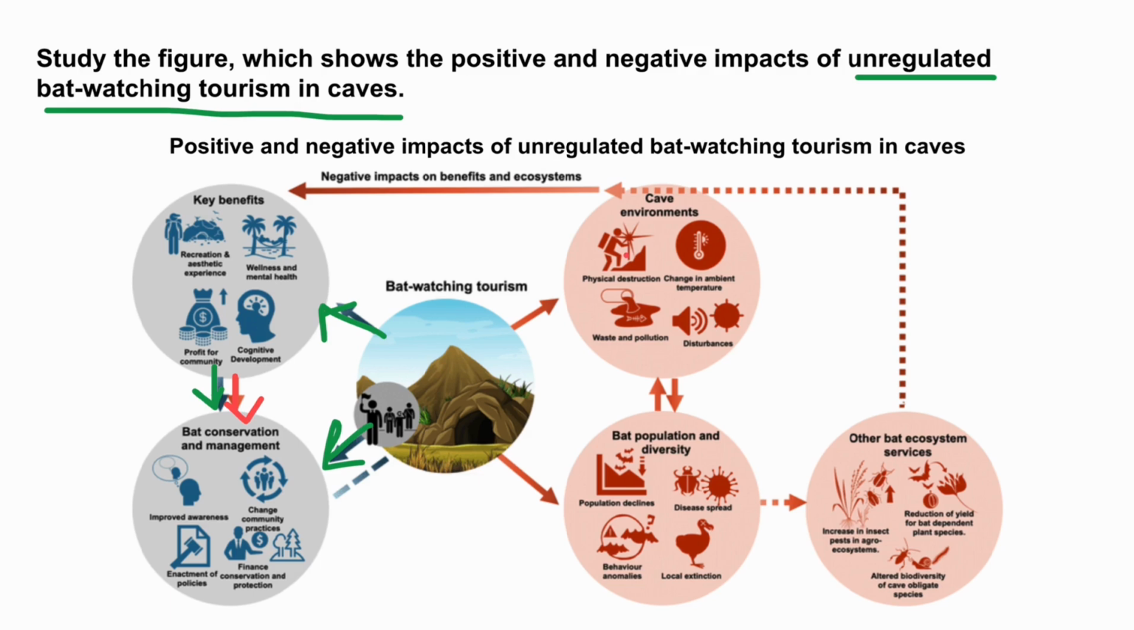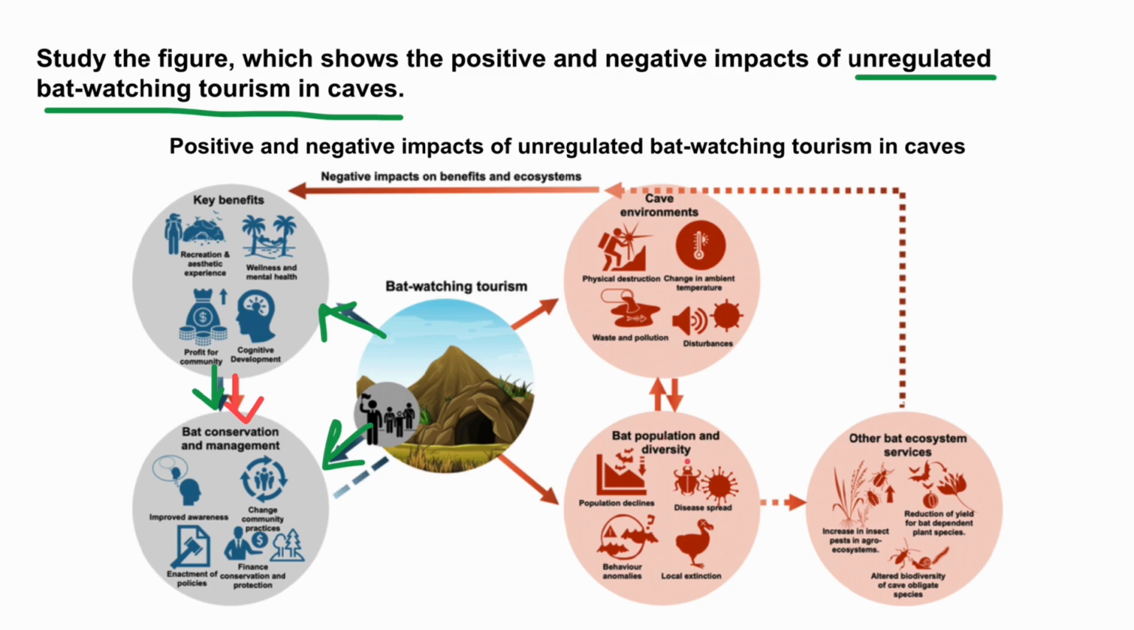Looking at the right hand side now, where you see a lot of negative impacts, bat watching tourism leads to physical destruction. When people go into the caves, they might leave litter around, they might trample on certain things. Change in ambient temperature. So as humans go in, you're introducing heat into the area, which could change the conditions, could change the environment that is best suited for bats to live in. Waste and pollution, like I mentioned, disturbances. So as people take photographs or try to take photographs, as they enter the cave, they talk to each other, the tour guides are actually giving you information. All these contribute to disturbances to the bats.